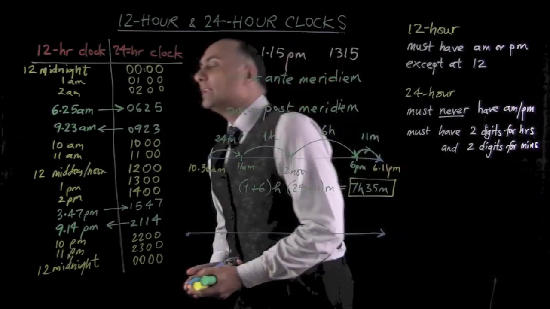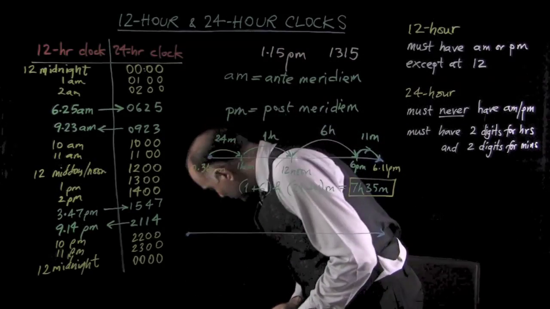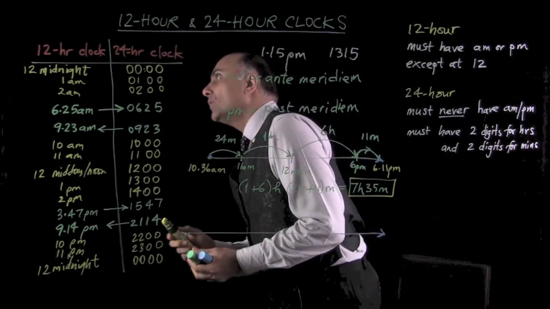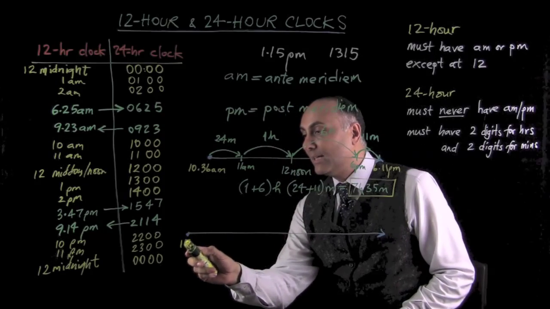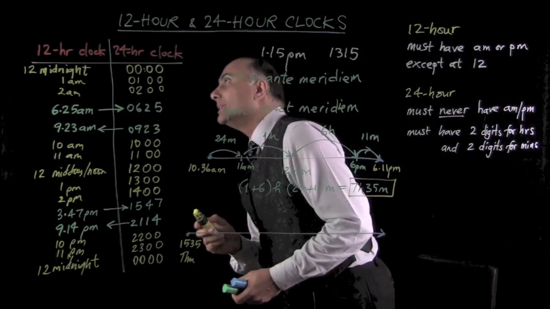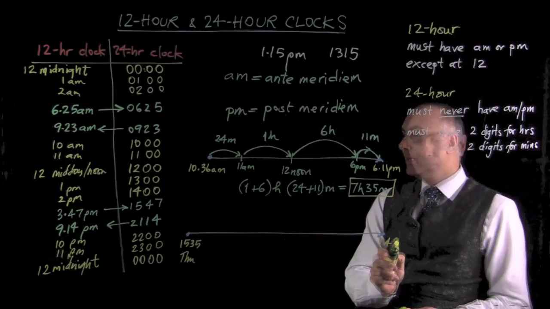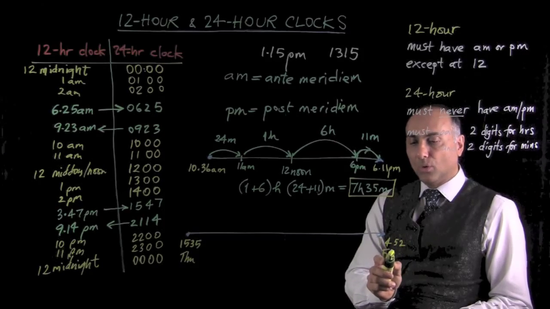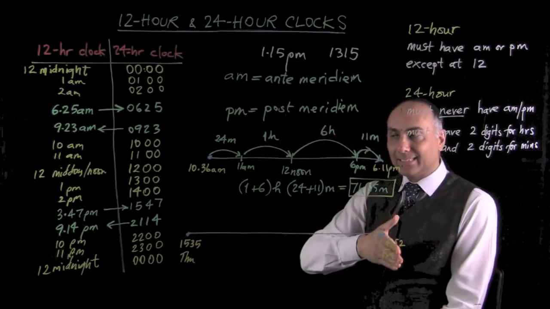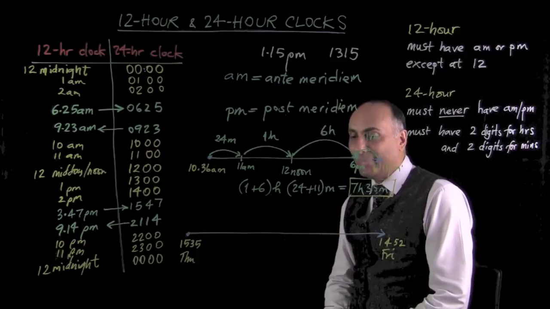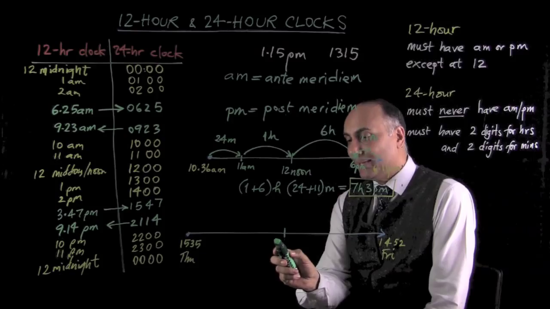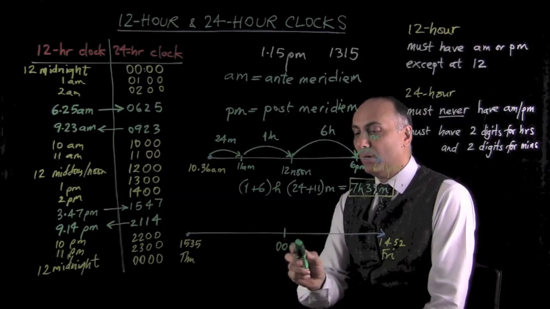Let's suppose that a flight went from Heathrow to Sydney in Australia, and that it set off from Heathrow at 15:35 on Thursday, and then it arrived in Sydney at 14:52 on Friday, the following day. Now, because it's gone from one day into the next day, it definitely went through midnight. So somewhere near the middle, we'll put midnight, which is 0000 in the 24-hour clock.